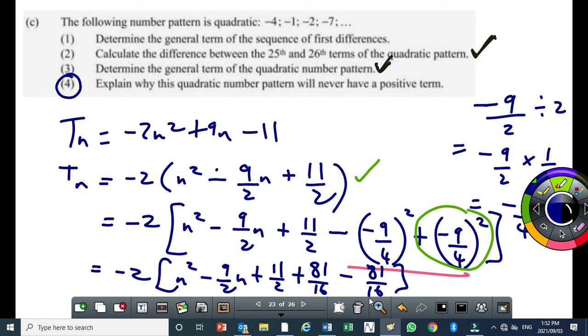You've got your calculator? Do you have your calculator?